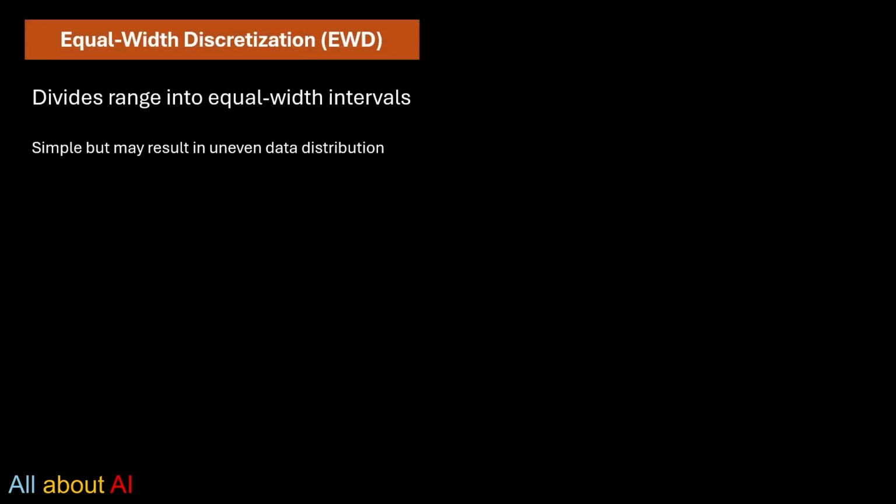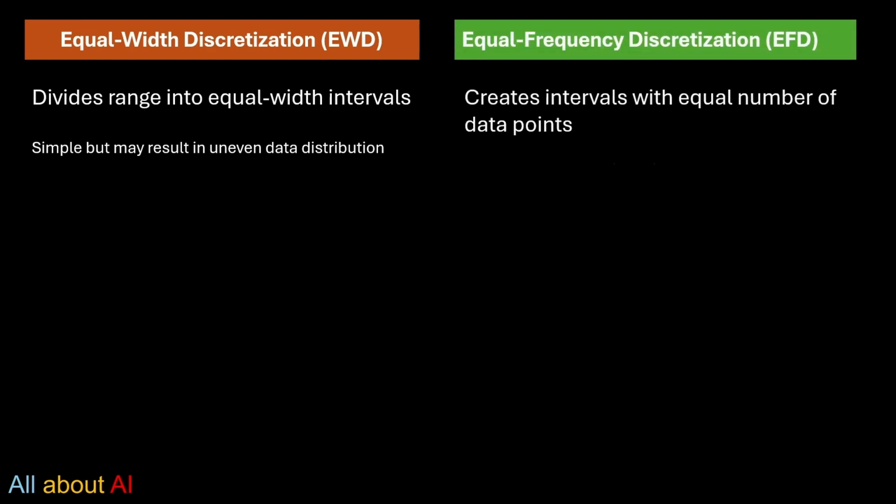Now we'll take a look at various discretization methods. One of the very popular ones is equal width discretization. It divides the range into equal width intervals. It is simple, but may result in uneven data distribution. Then there is equal frequency discretization. This is done by creating an equal number of data points in each interval. This ensures well populated intervals.